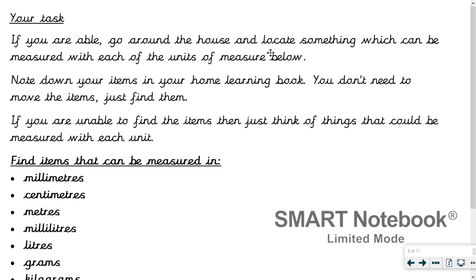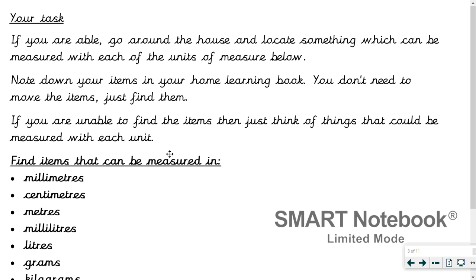What I'd like you to do is going to be a bit of movement, if you're up and able to do it. I'd like you to go about the house, not causing any fuss if your adults are at home working, but just locate something which can be measured with each of the units of measure on my list at the bottom. You each can note them down in your home learning book.